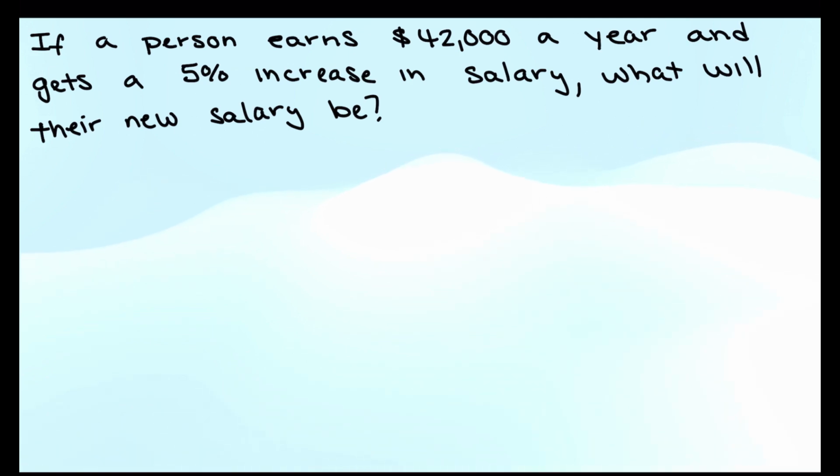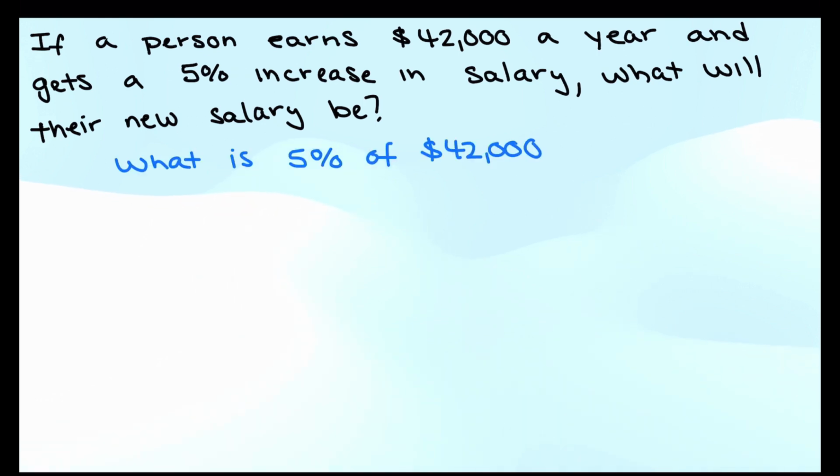My next example is a little bit different. Let's read through it and then talk about how to solve it. If a person earns $42,000 a year and gets a 5% increase in salary, what will their new salary be? So this problem is actually dealing with a percent increase. And when you're working with percent increase or decrease, the problem actually becomes a two-step problem. The first thing we have to do is figure out what is 5% of 42,000. That's the raise. And then once we compute that raise, we'll add it onto the salary.